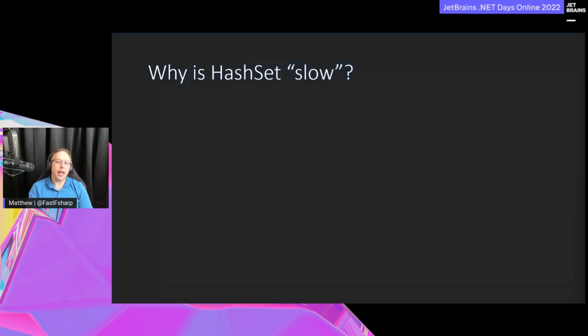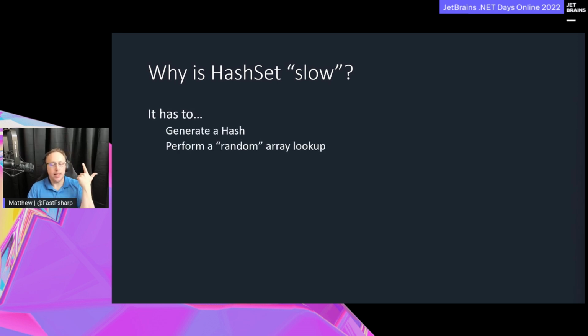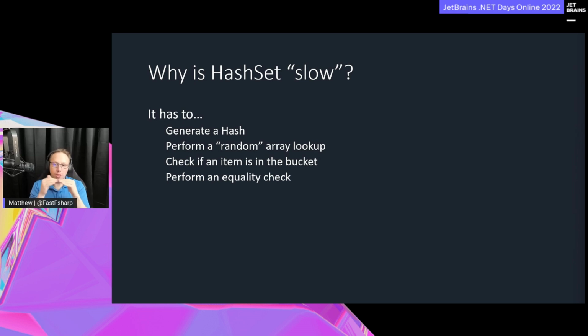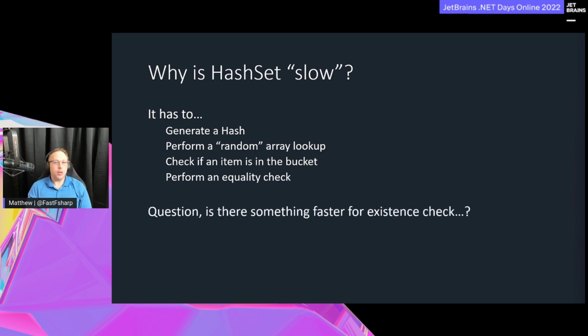Okay, well, why would a hash set be slow? And I'm putting air quotes around it because hash sets aren't actually slow, but let's look at the work that they're doing. So what does a hash set have to do? When you give it a value, it's got to generate a hash for it. It's got to perform a random array lookup to whatever that hash maps to. It's got to see, is there an item in this bucket or not? And is that item equal to the thing I'm checking to say if it's actually in the hash set or not? That's a lot of work. So the question is, is there something that would be faster for this type of scenario? If I want to look something up and say, is this true or false? Well, yeah, there is. It's a bit array.